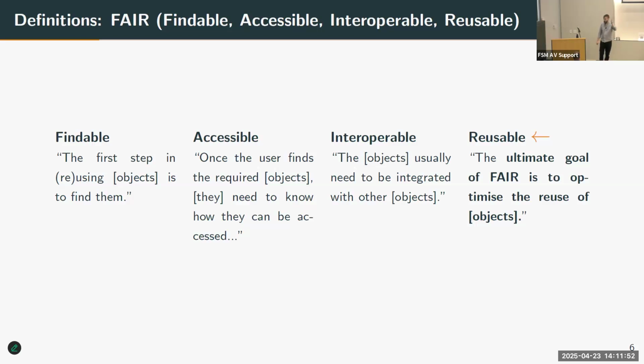You need to be able to access them, and they should be interoperable. But at the end of the day, as per the little orange arrow there, I think what this all distills down to is reusability. What you might have noticed I'm doing here is defining the terms from my title. When I say FAIR phenotypes, it's not just nice verbal alliteration. What I'm saying is we want to have reusable phenotypes.